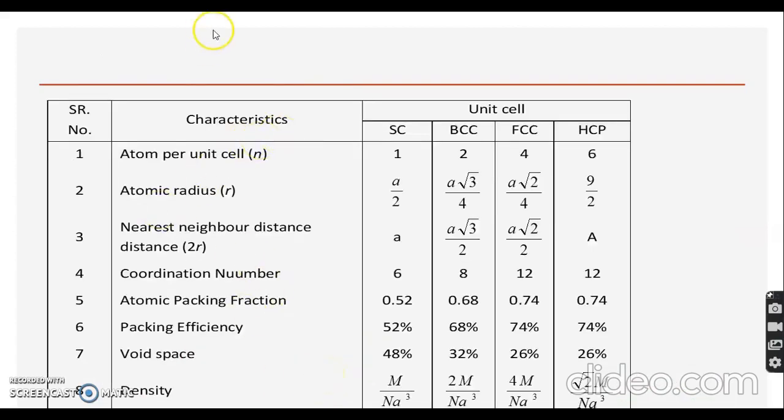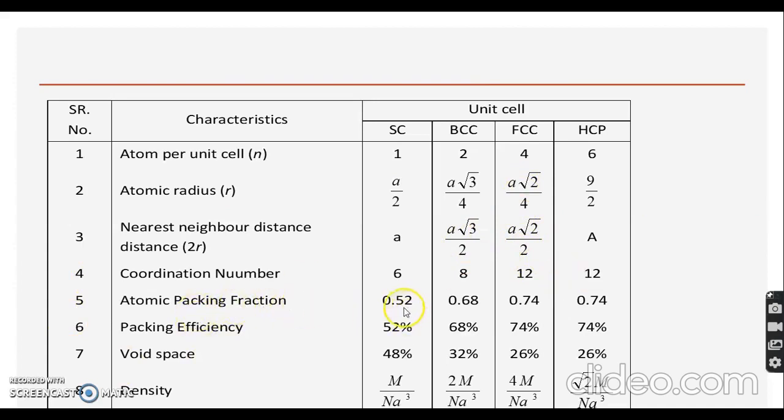So therefore, we will have a summary of all the parameters for the three cubic structures. Right now, ignore HCP. So simple cubic, BCC and FCC. Atoms per unit cell: SC 1, BCC 2, FCC 4. Atomic radius is a by 2, a root 3 by 4, a root 2 by 4. Nearest neighbor distance is 2r, that is, multiply the above by 2. So you'll get a, a root 3 by 2, and a root 2 by 2. Coordination number will be nothing but 6, 8 and 12.